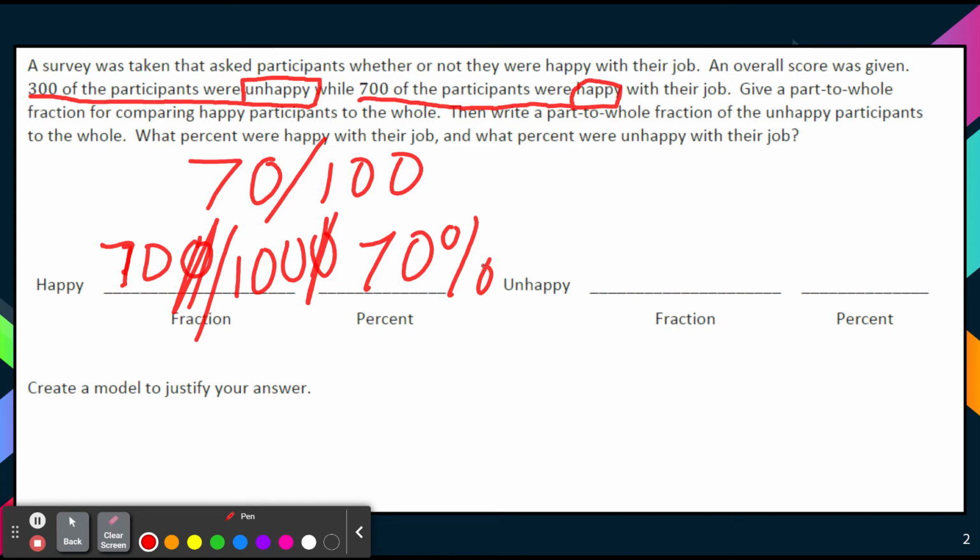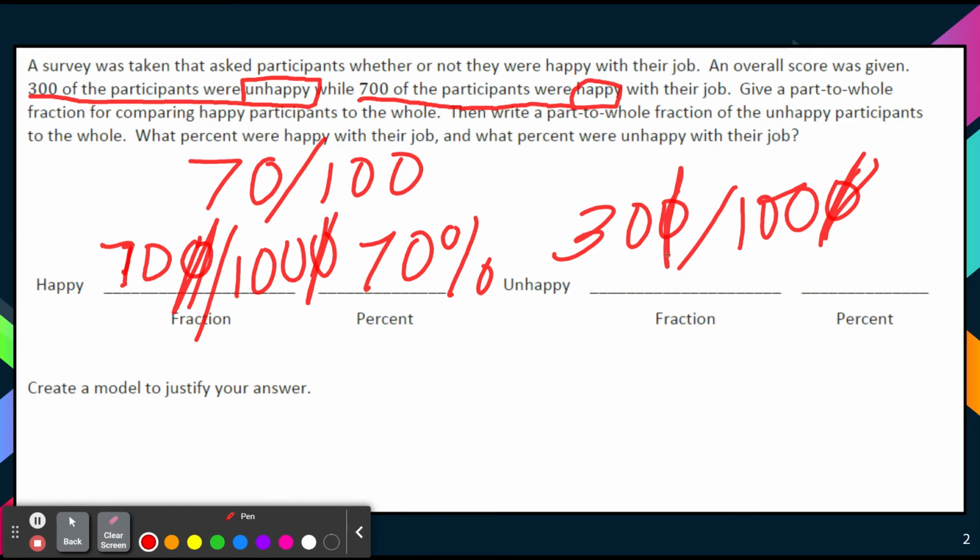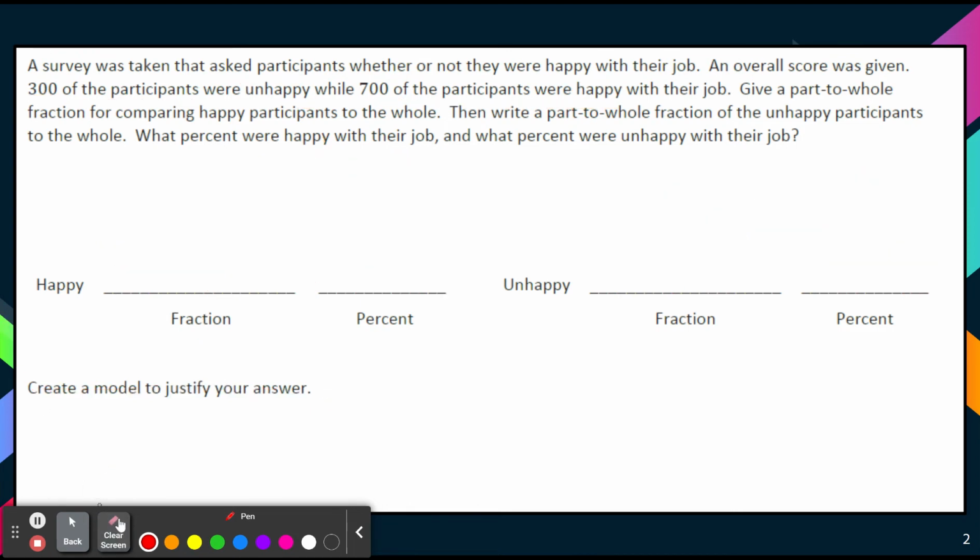Now, taking a look at the unhappy, I know that there are 300 unhappy, and the whole does not change. It's still out of 1,000 people. Translating that to a percent, we're going to do the same thing. Divide both by 10, which gets rid of that 0. Now I have my part over 100, which is 30%. This part, you can cross that off. We are not going to do the create a model to justify the answer because we basically just showed what we needed to show. Okay, moving on to your next section.